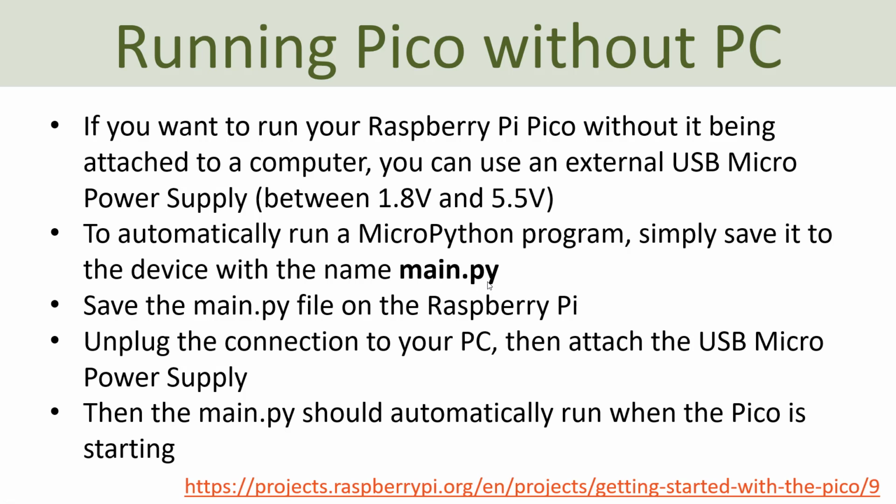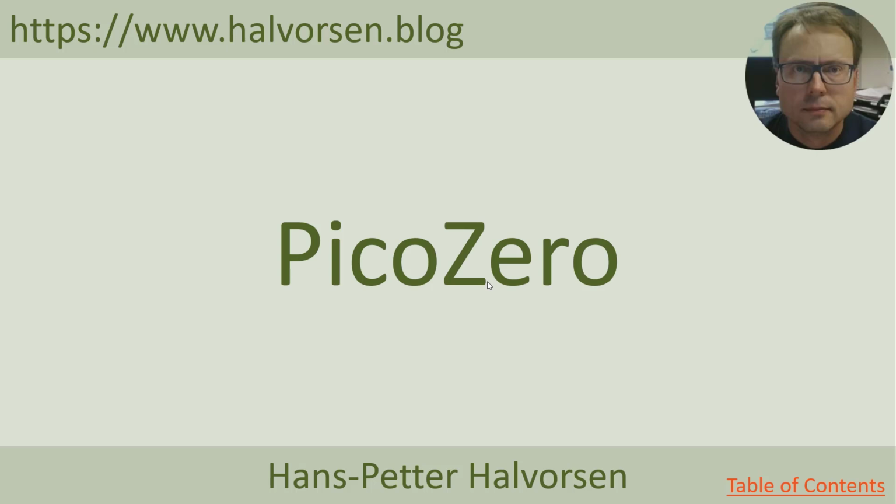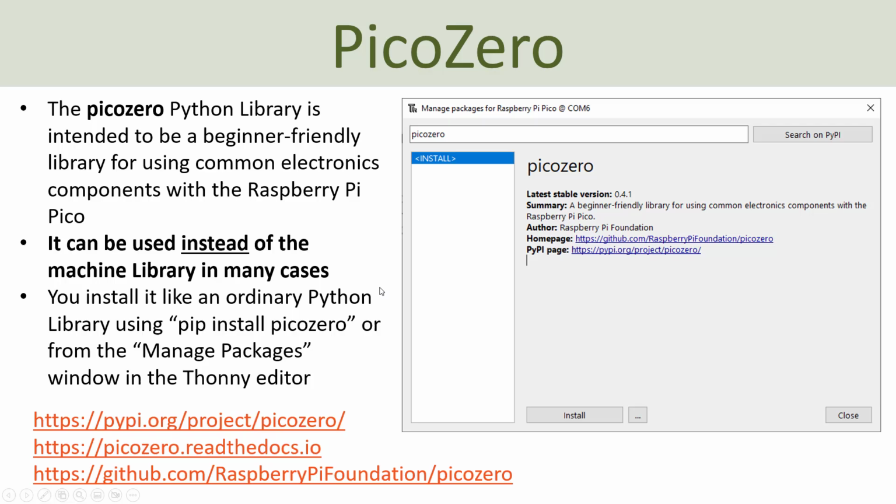So basically this is how we can run the software or the application that you create on your Raspberry Pi Pico without having a PC connected. You can also use another library than the machine library. There is a library called picozero, which is basically another library that you can use instead of the machine library.